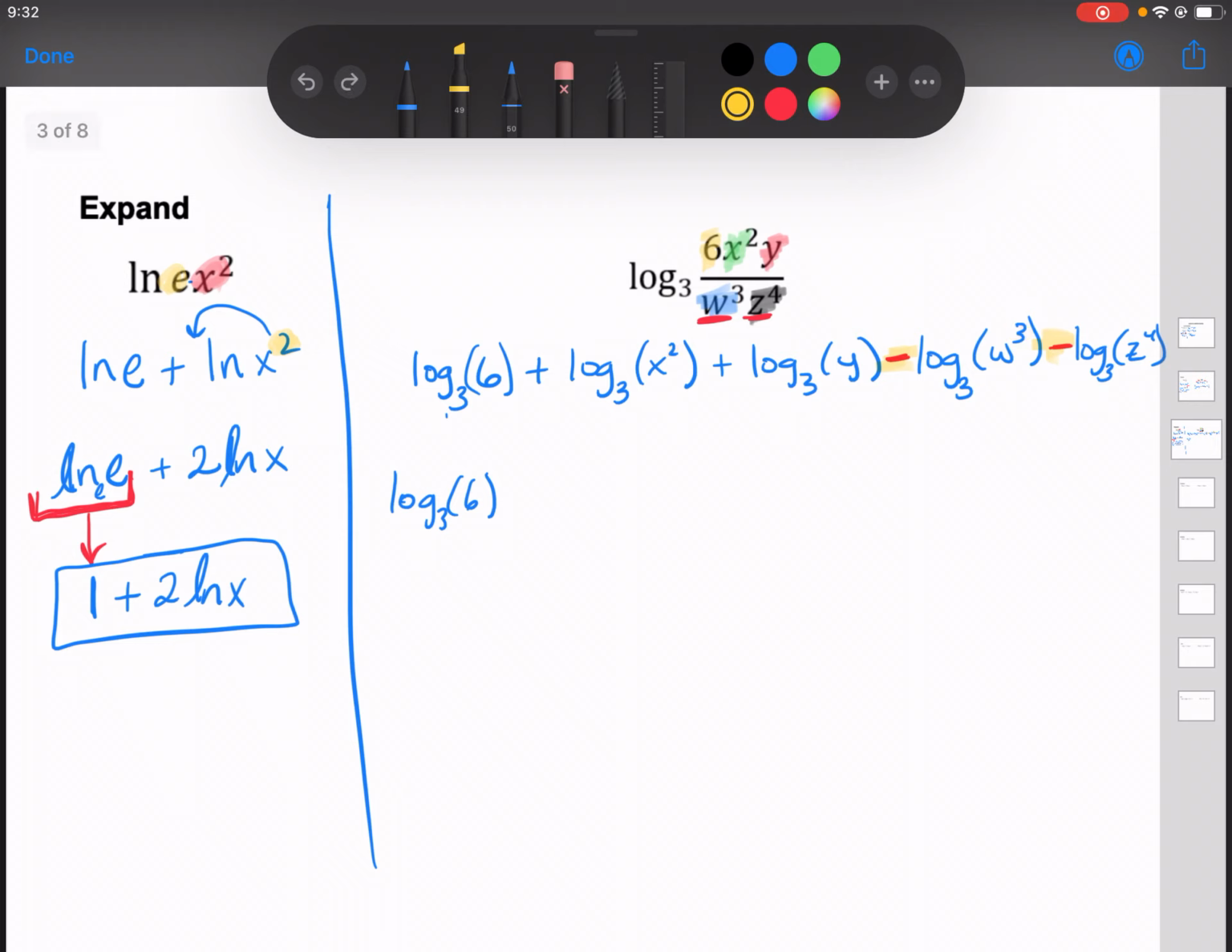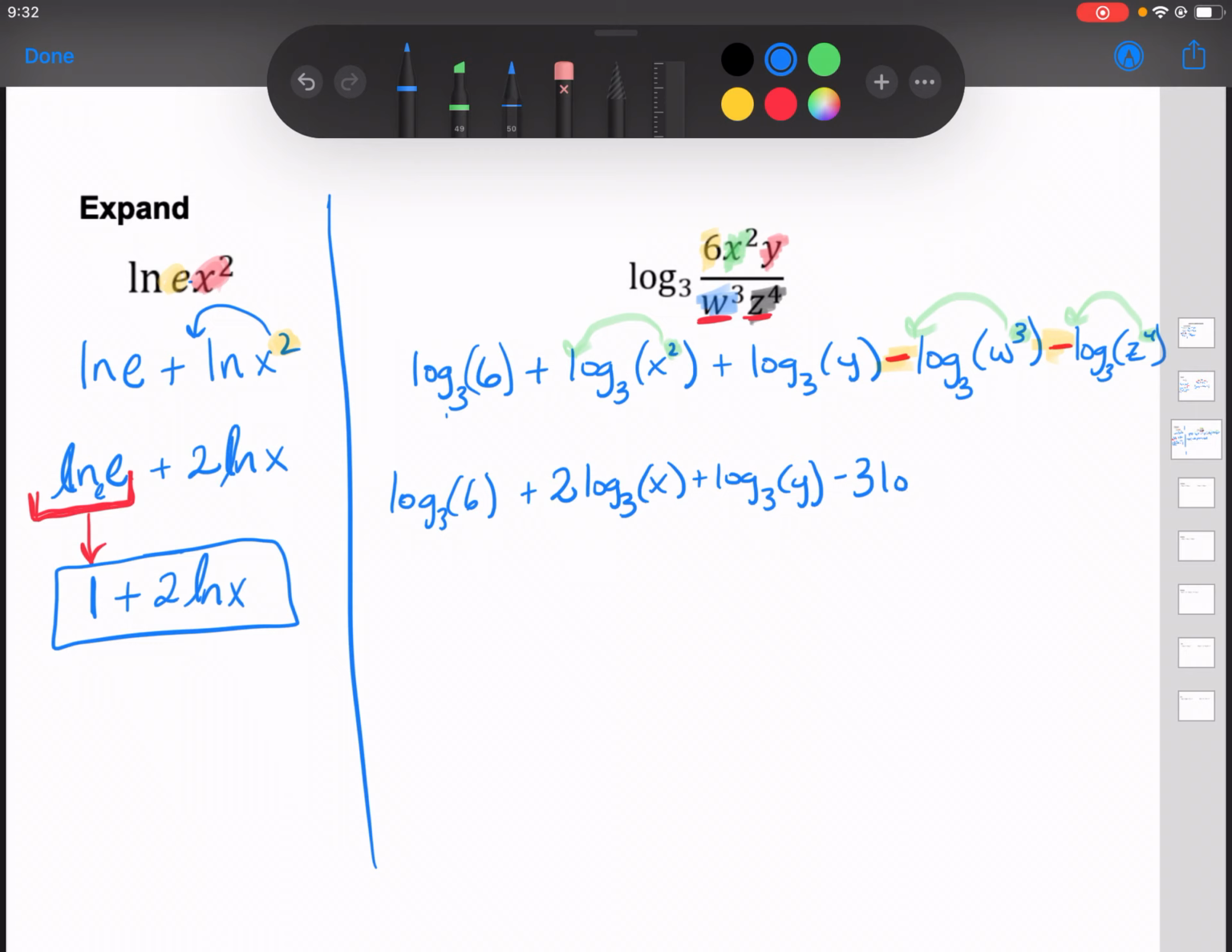I should use a different highlight. Exponents should go in the front. So those get moved. So I'll move all of those. So we've got log base 3 of 6 plus 2 log base 3 of x plus log base 3 of y minus 3 log base 3 of w minus 4 log base 3 of z.